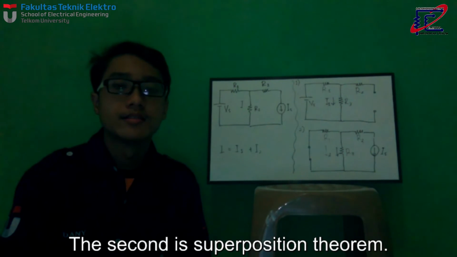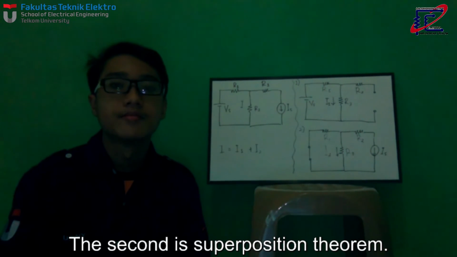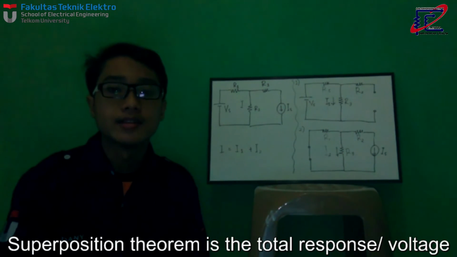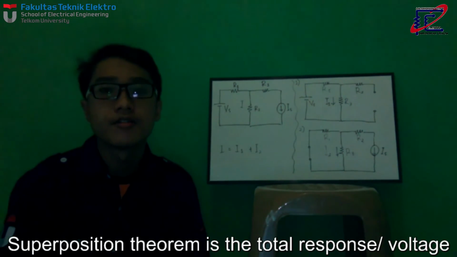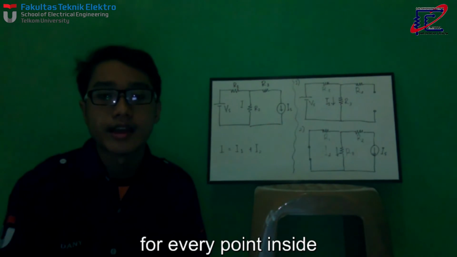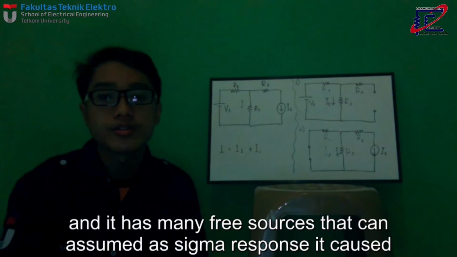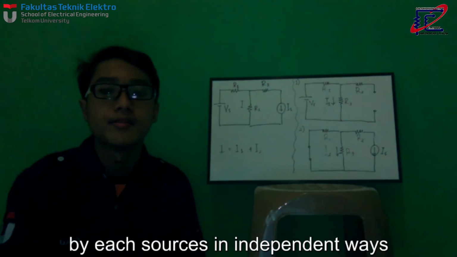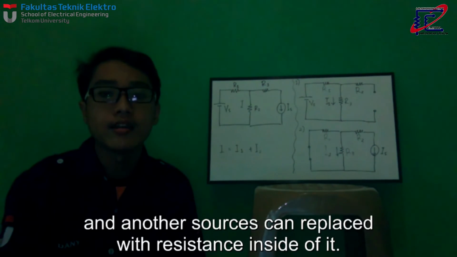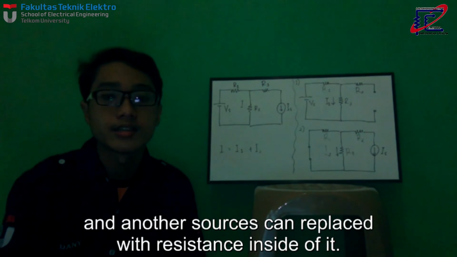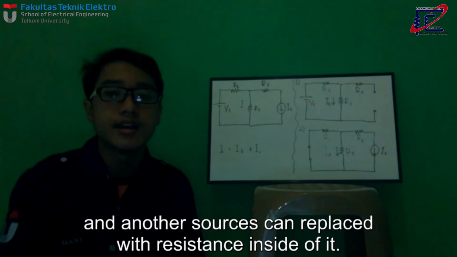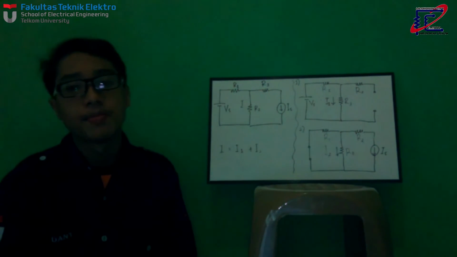The second is the superposition theorem. The superposition theorem states that the total response or voltage at every point inside a linear circuit with many independent sources is the sum of the responses caused by each source independently, while the other sources are replaced with their internal resistance.